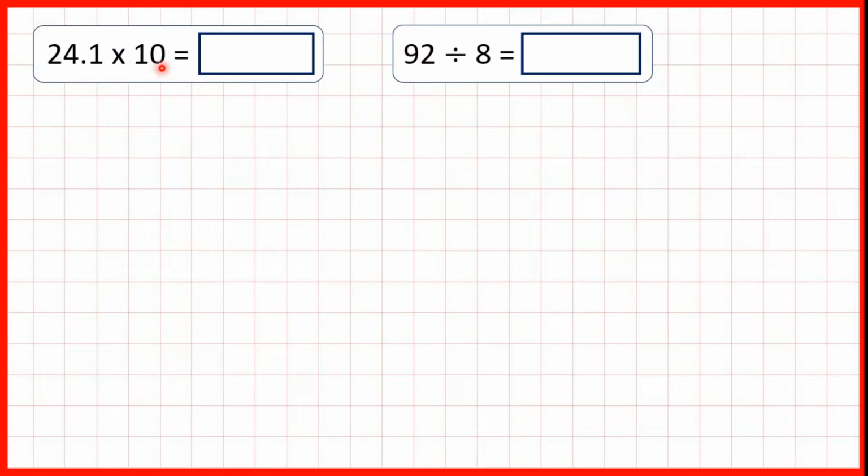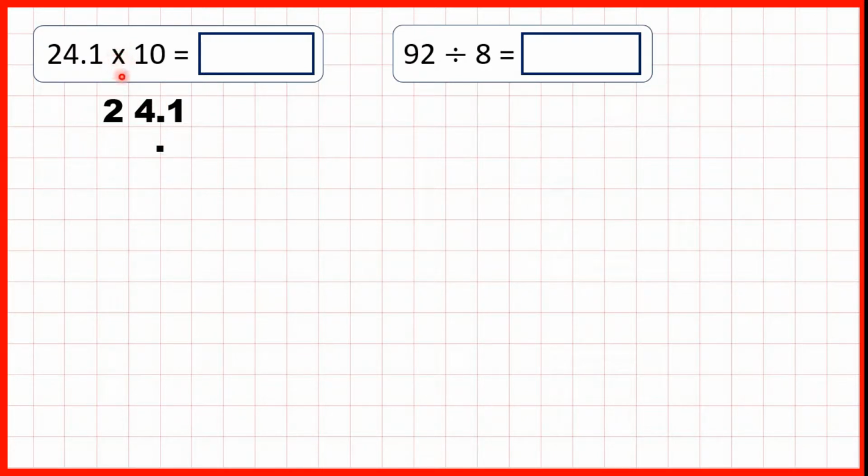24.1 times 10. So whenever we're multiplying or dividing a decimal by 10, 100 or 1,000, we always start in the same way. We write out the decimal, then we copy down the decimal point so that it's right underneath the decimal point in our number.